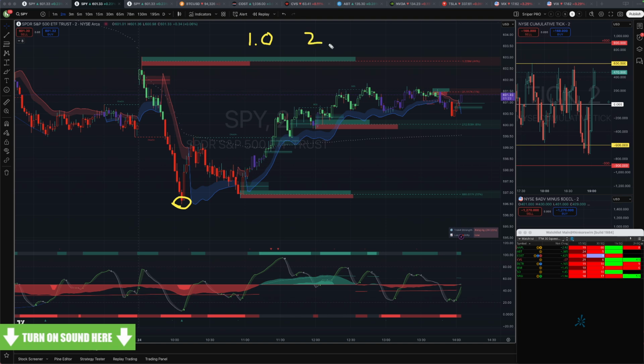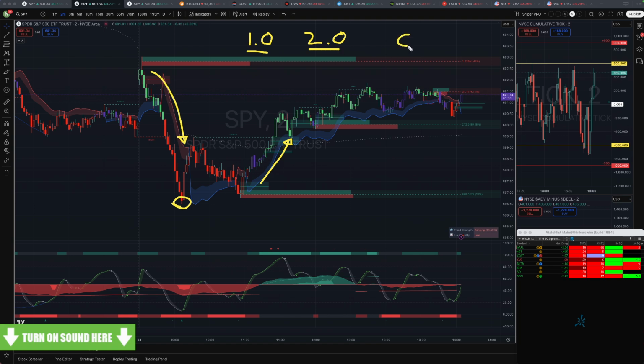And then we have a 2.0, which is more of a continuation. So we're capturing large portions of a move down, or we're capturing larger portions of a move up. Okay, so there's a sniper 1.0 and there's a sniper 2.0.